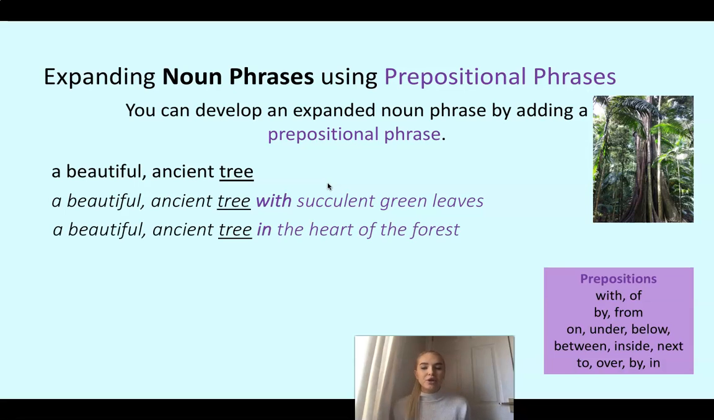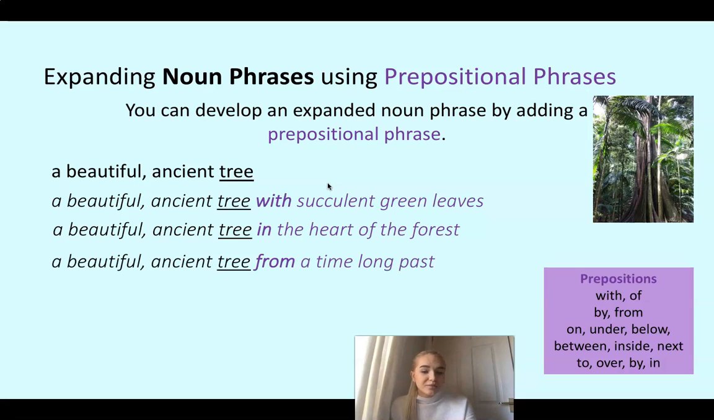Okay, we could also have a beautiful ancient tree and we could use the preposition in. Where is the beautiful ancient tree? Well, it's not just in a rainforest, it's in the heart of the forest. When we say something is in the heart of the forest, what do you think that means? Where is the heart in our body? Can you point to it? That's right, it's here. And our heart is kind of in the middle of our chest, isn't it? So it's like the main thing. And when we say something is in the heart of the forest, it's in kind of the middle, the main part of the forest. So it's in a really good place.